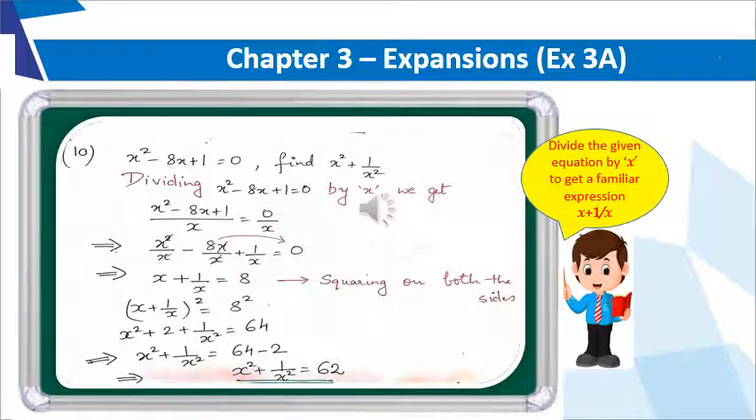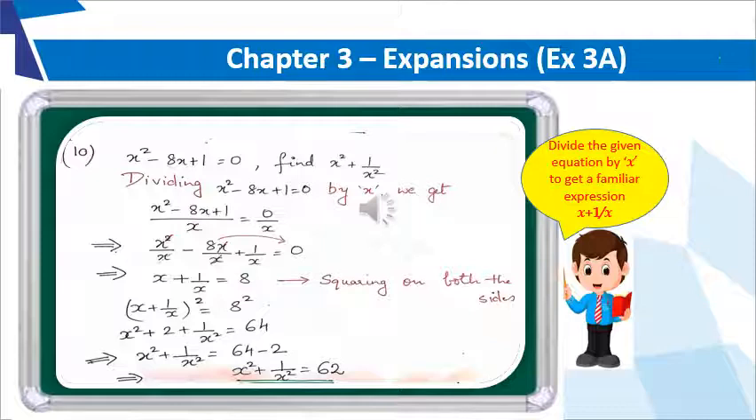Given x square minus 8x plus 1 is equal to 0, find the value of x square plus 1 upon x square. Divide the given equation by x to get a familiar expression x plus 1 upon x on the left hand side. When we divide the given equation by x, we get x square upon x minus 8x upon x plus 1 upon x is equal to 0 upon x. That implies x minus 8 plus 1 upon x is equal to 0.